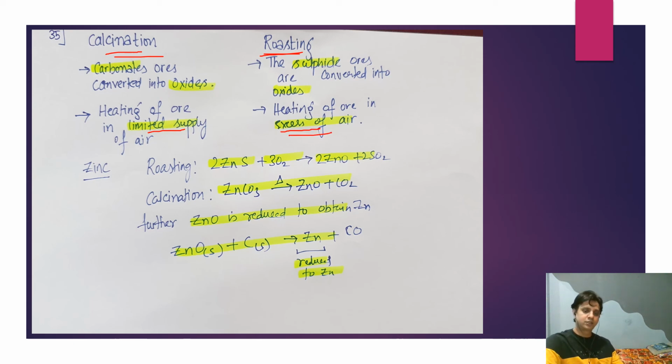And they were also asked to use chemical equations in the extraction of zinc. So we have roasting, where the sulfide ore is roasted in the presence of oxygen to give ZnO, zinc oxide. And for carbonate ores we use calcination to convert them to zinc oxide. But this zinc oxide has to be further reduced to obtain zinc in metallic form. Therefore, we use coke as the reducing agent to reduce zinc oxide to zinc metal.